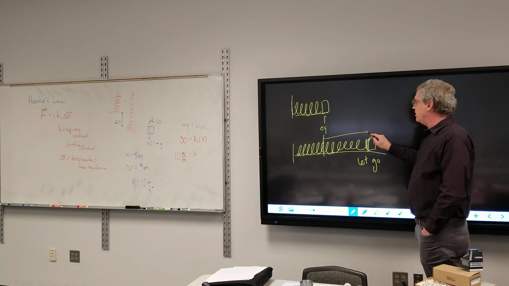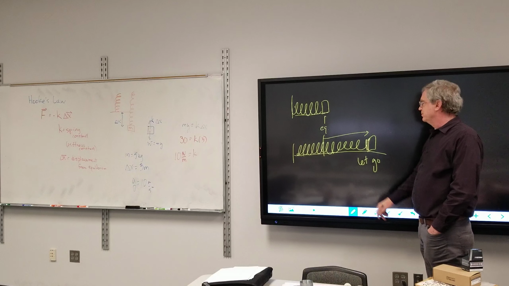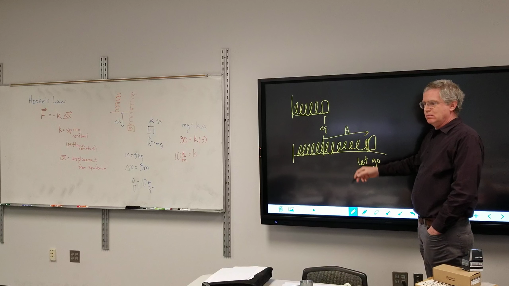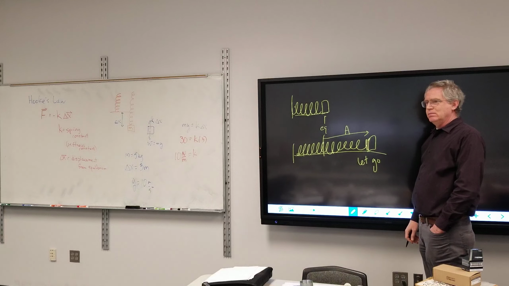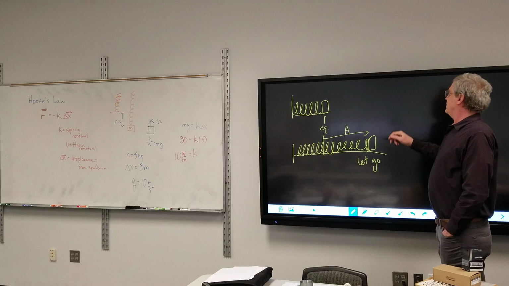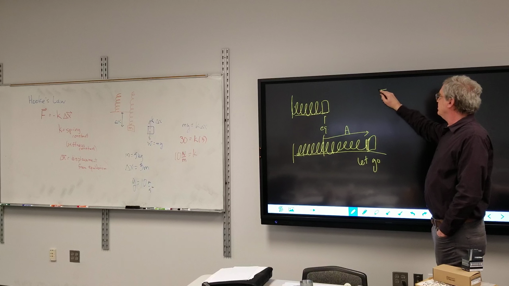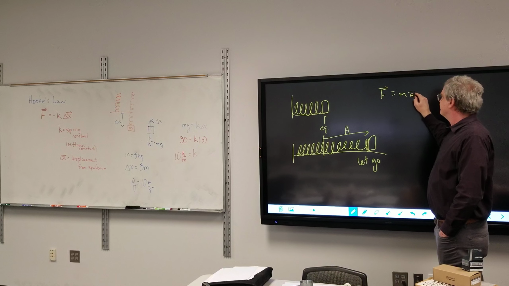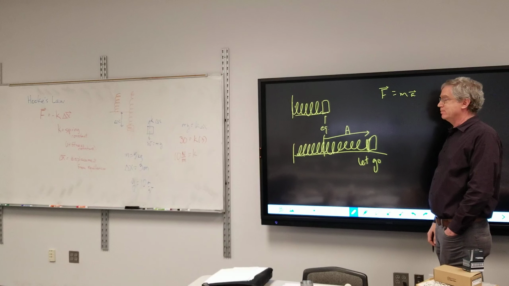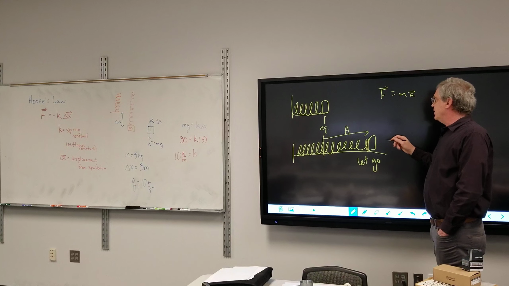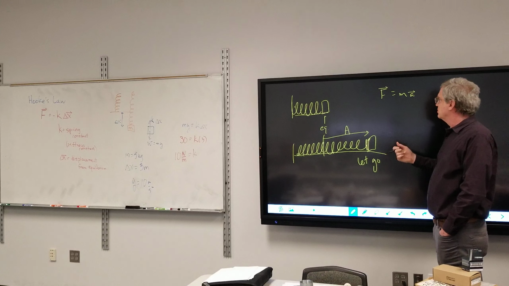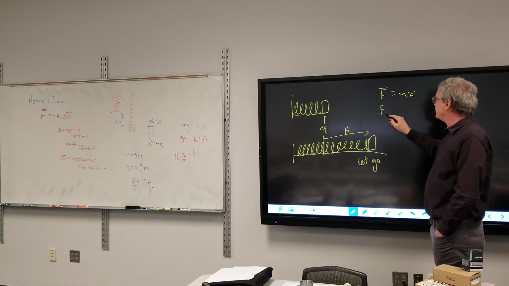So I stretch it out this far. We will call this A for amplitude. Now I know that F equals ma. At least that's what I've been telling you. And the net force acting on it is the force from the spring. So this is an elastic force.